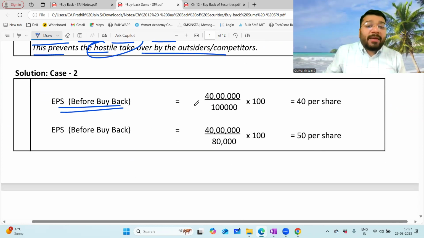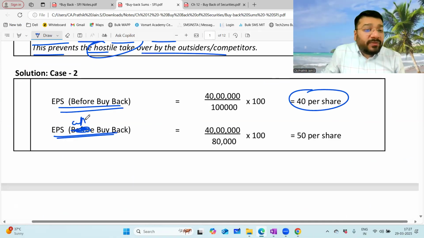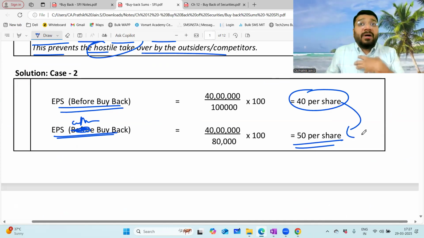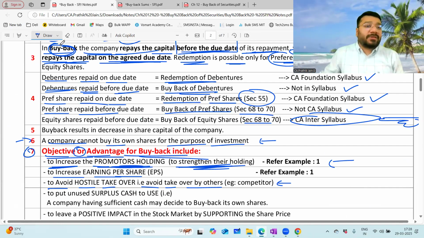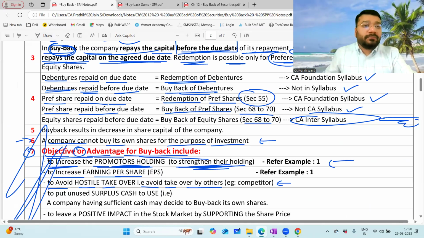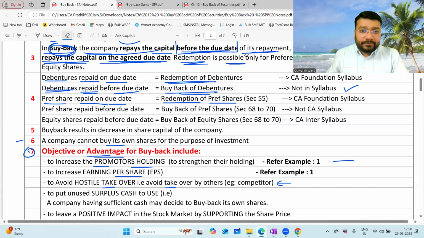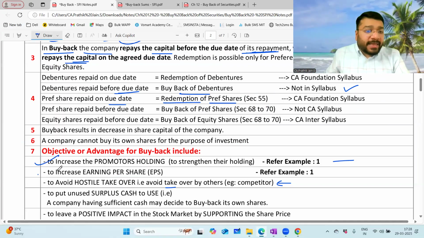Earning per share before buyback is 40 per share. Earning per share after buyback is 50 per share. So in order to increase the earning per share of the members, the company opts for buyback. Any problem in this? Online people, any problem in this? No, sir. Online people, are you all there? Yes, sir. Okay. So first objective done, second done, third done.